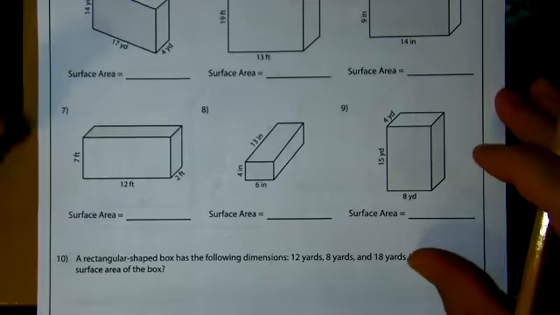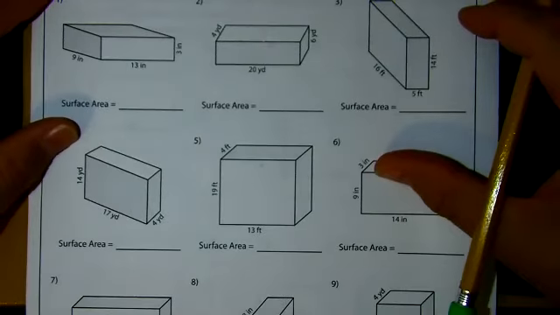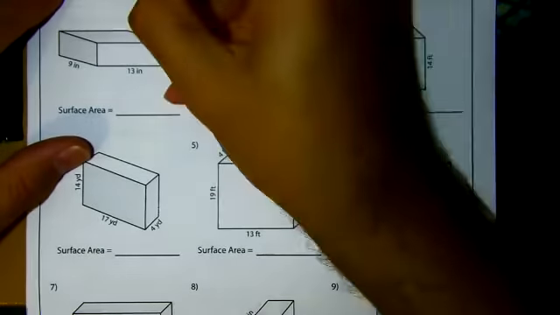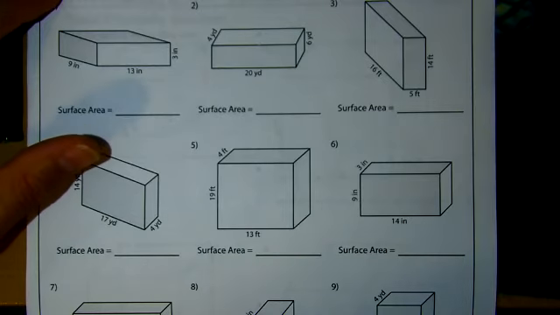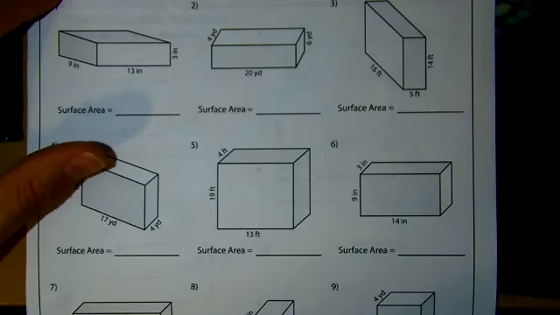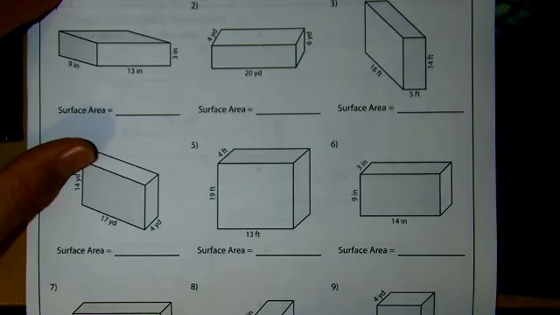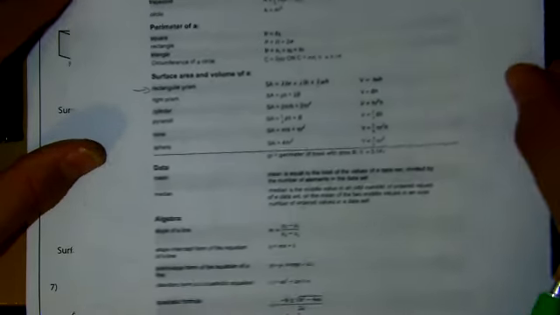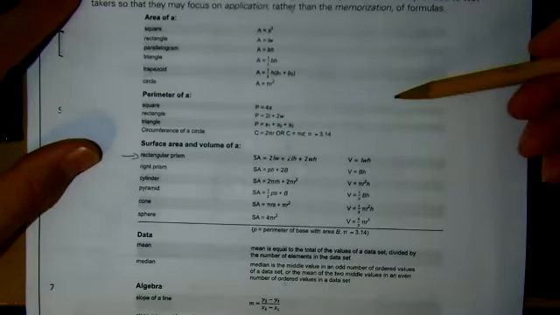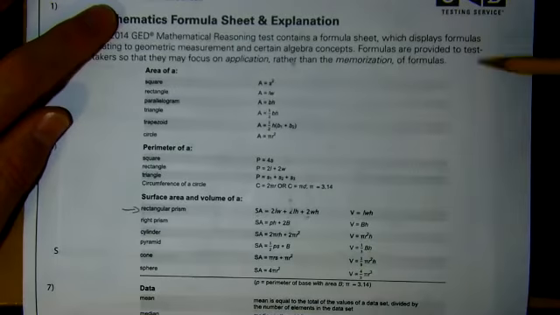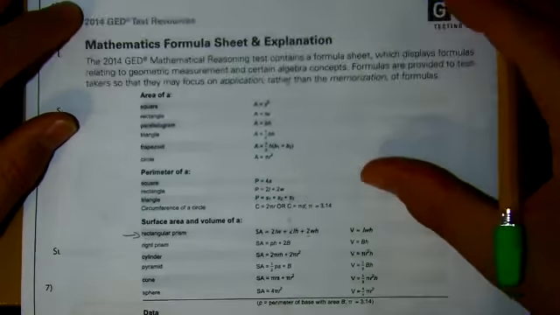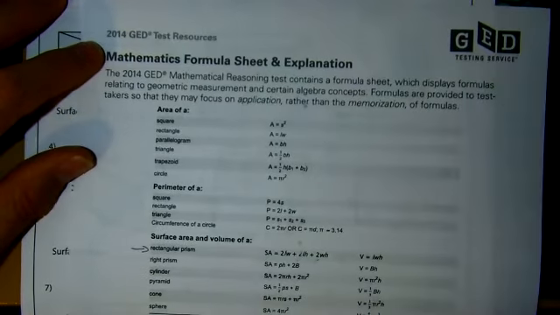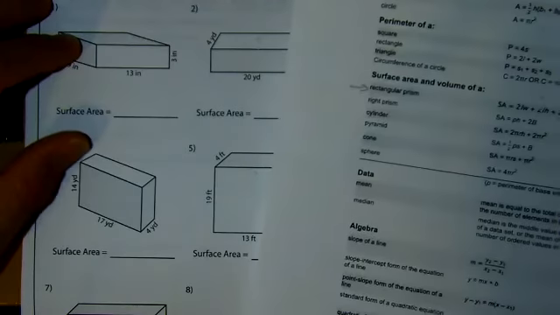Now we're going to do a few surface area problems. So you need your formula sheet again. Go ahead and pull it out to show you. These are, by the way, if I haven't said it before in a video, these are free to print out. All you got to do is type in GED formula sheet on any search engine, and it should bring this up. You can print it out to use, practice with.